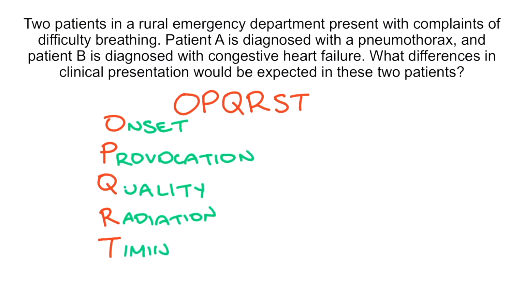T, timing. A patient with pneumothorax, as said before, may have recent trauma or illness that causes the lung to be susceptible to collapsing, and it may be idiopathic. For the patient with congestive heart failure, they will likely describe a gradually increased difficulty breathing with exertion for a period of time, followed by difficulty breathing at rest and when laying down.